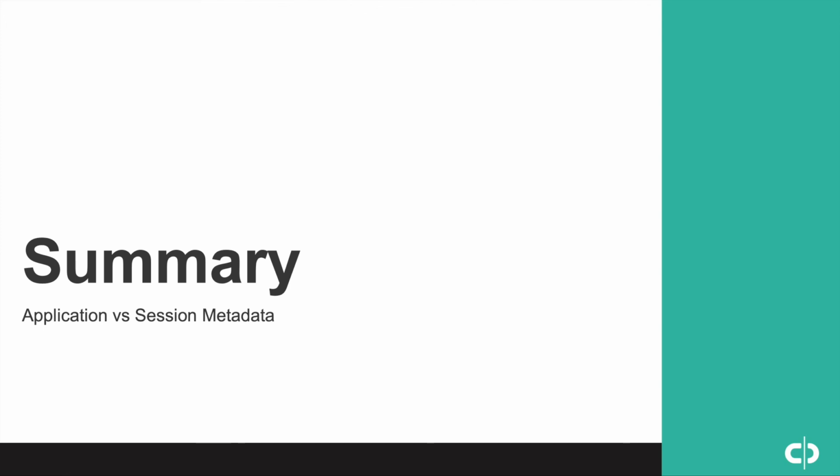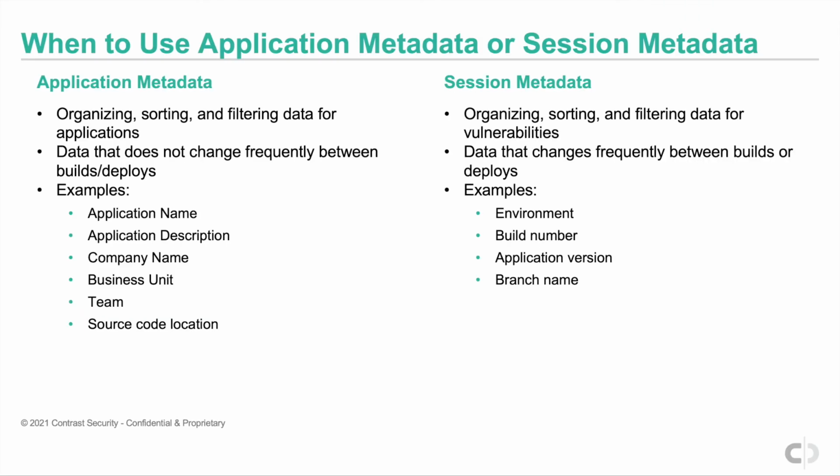In today's session, we discussed application metadata and session metadata and demonstrated how to use each of these. Let's wrap up by summarizing what each type of metadata is used for and comparing them. Application metadata is used for organizing, sorting, and filtering data at the application level. The data specified for application metadata should not change frequently, if ever. Some examples of data that should be specified via application metadata are the name of the application or an application ID, application description, the name of the company, the business unit responsible for the application, the team developing the app, or the source code location.